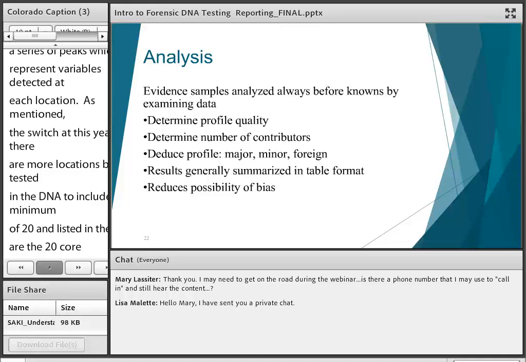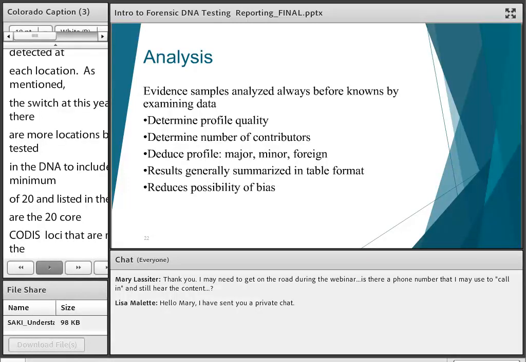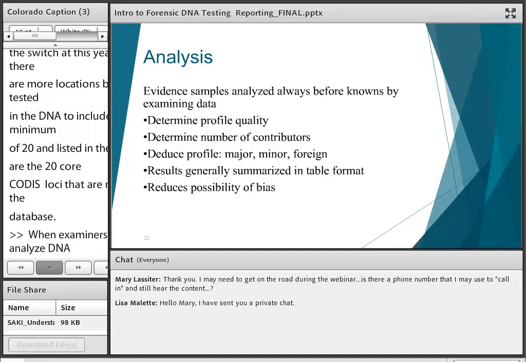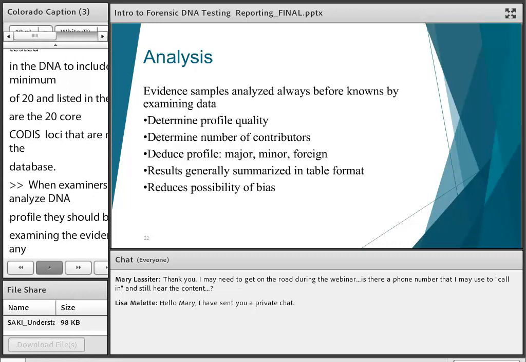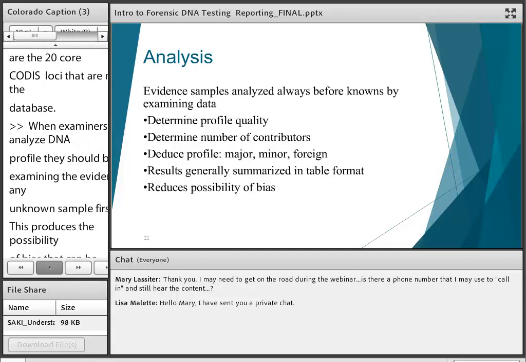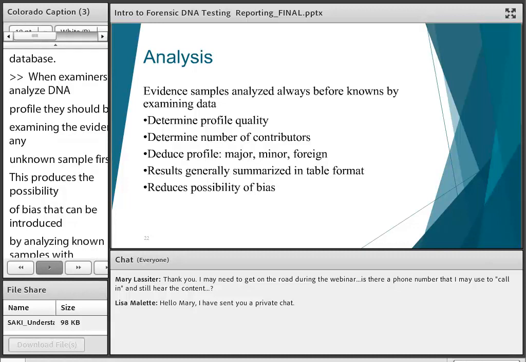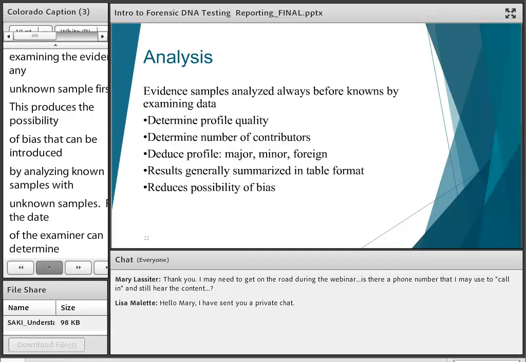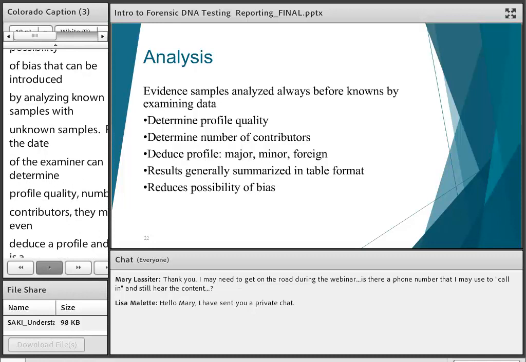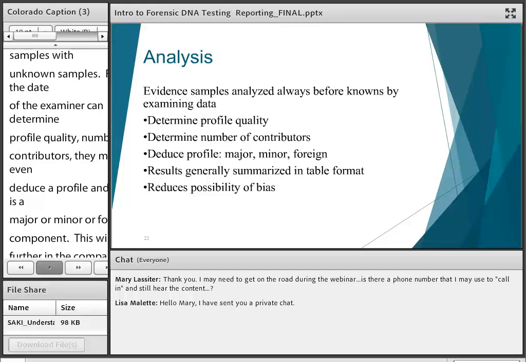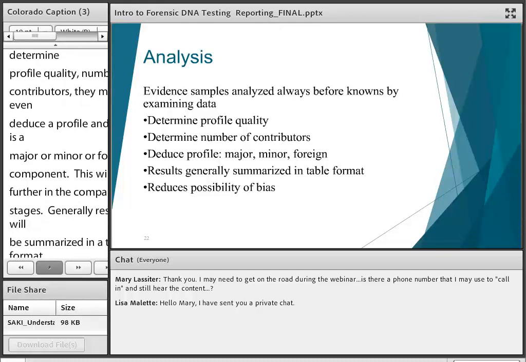When examiners analyze the DNA profile, they should be examining the evidence of any unknown samples first, as this avoids the possibility of bias that could be introduced by analyzing the known samples with the unknown samples. From the data, the examiner can determine profile quality, the number of contributors, and may even deduce a profile into major, minor, or foreign components. This will help further in the comparison stages. Generally, results will be summarized in a table format, which may be included as part of the report or will be included in the case file.